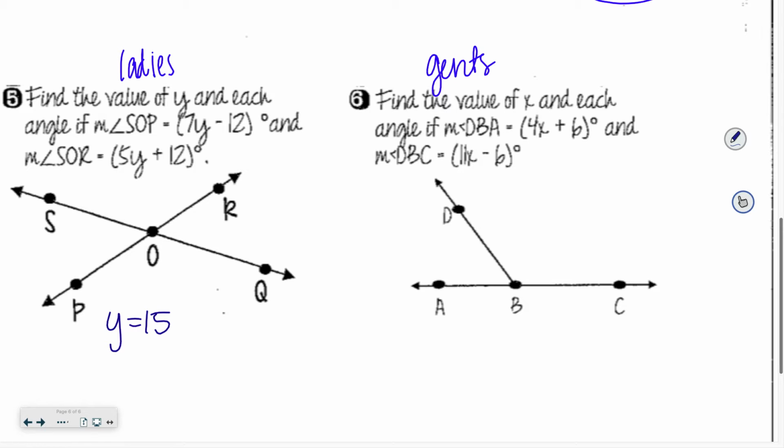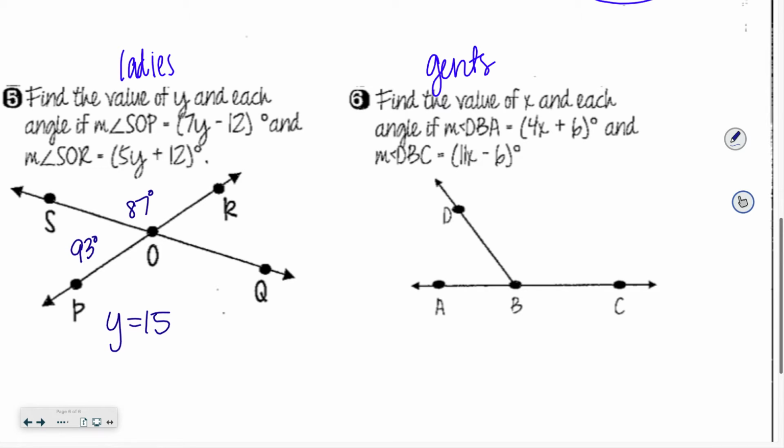So what do you get for this side? 93 and 87. You have 2 options. You can get 93 and then subtract this from 180, or you can plug 15 into both and then check and make sure that they add up to be 180.